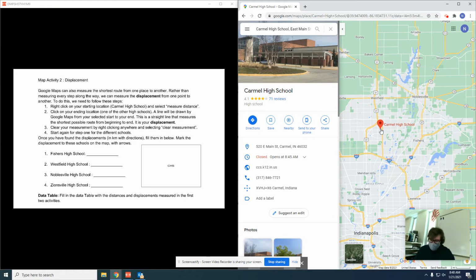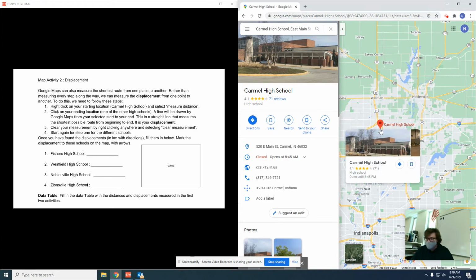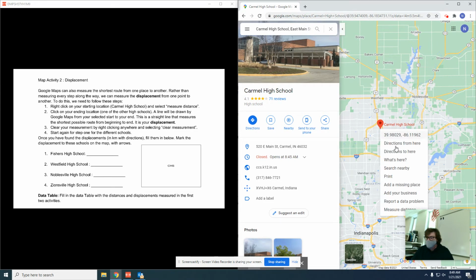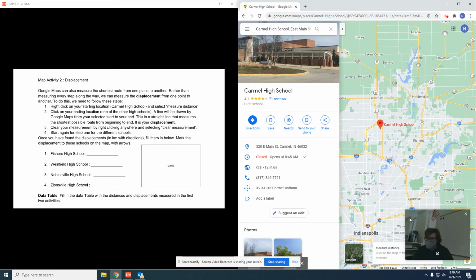So let's read these instructions. Google Maps can also measure the shortest route from one place to another, rather than measuring every step along the way. We can measure the displacement from one point to another. To do this, we need to follow these steps. We're going to right-click on our starting destination, which is Carmel High School. So I'm going to get right on Carmel High School, right-click it, and then we're going to come down to the Measure Distance button. So I'm going to select right here.